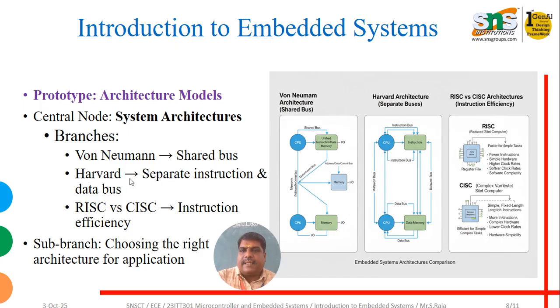So these are discussed on the left-hand side. There are 3 branches. One is the von Neumann, that is the shared bus architecture. Second is the Harvard, where separate instruction and data buses are used. Third is the RISC-CISC, based on instruction efficiency.